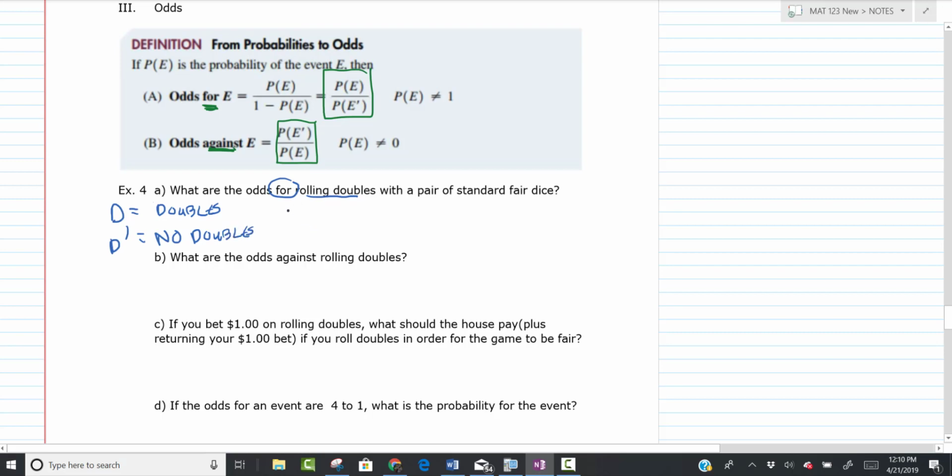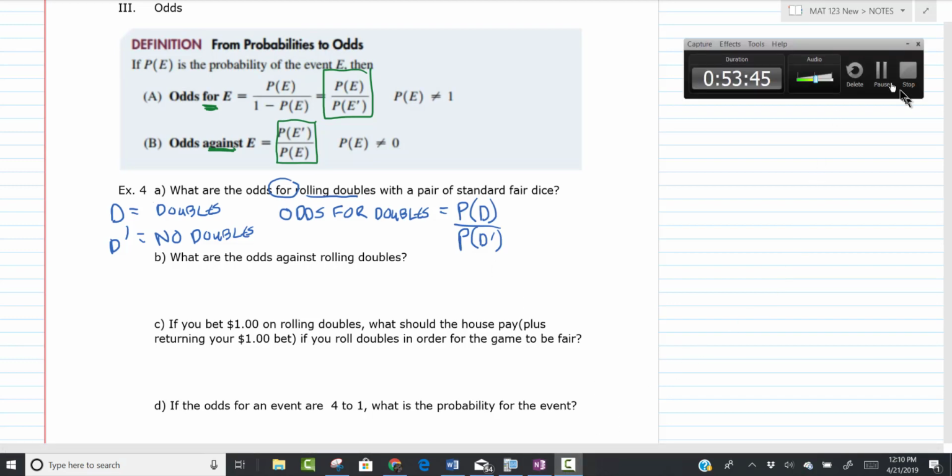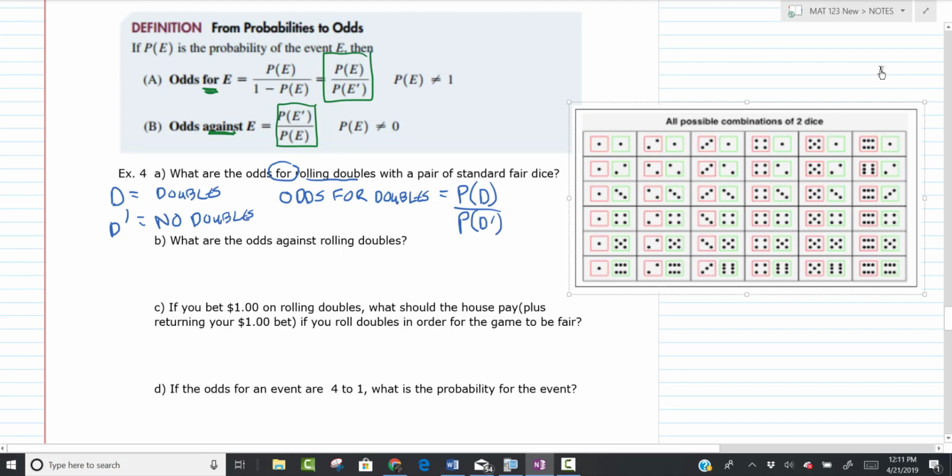So when you do the odds for doubles, you would do the probability of getting doubles divided by the probability of not getting doubles. That's what you would have to work out. If you look at this in the die, there are 6 possibilities on the doubles. I want to pull up that diagram here just in case it's helpful. Like magic, the dice appear. Just as a reminder, the doubles would be this right here.